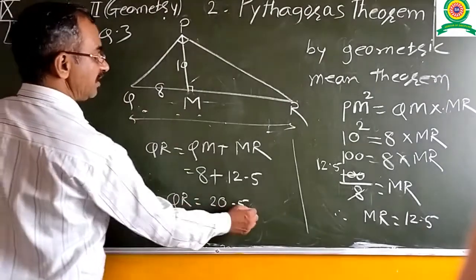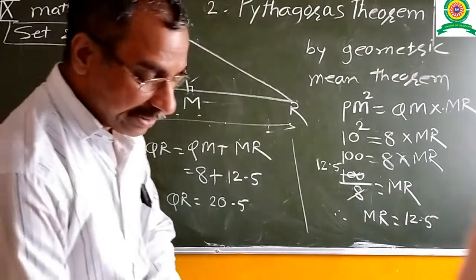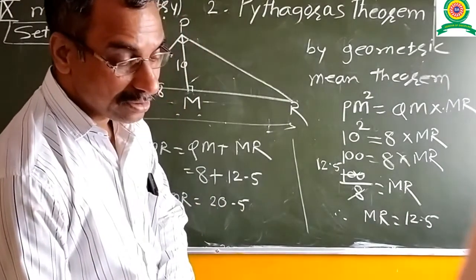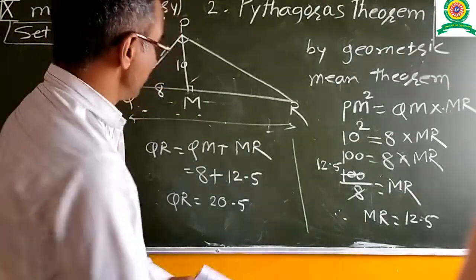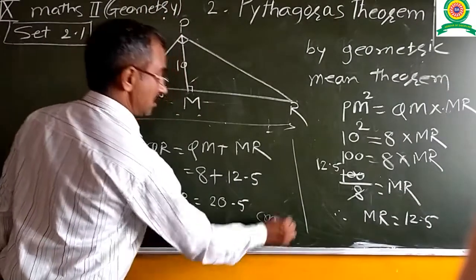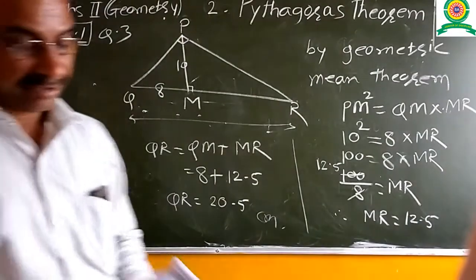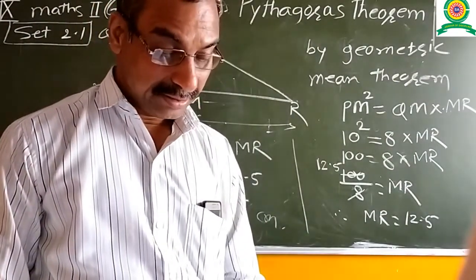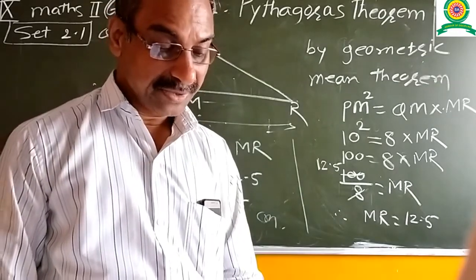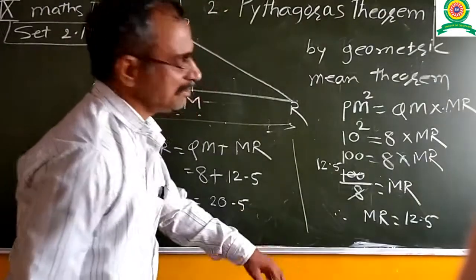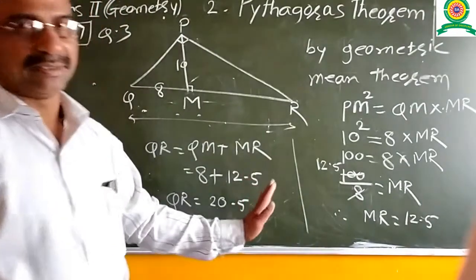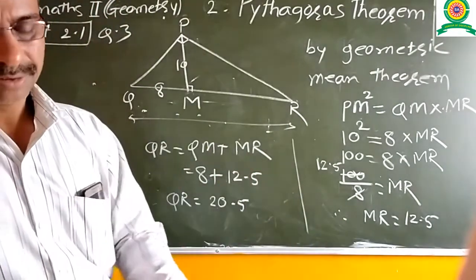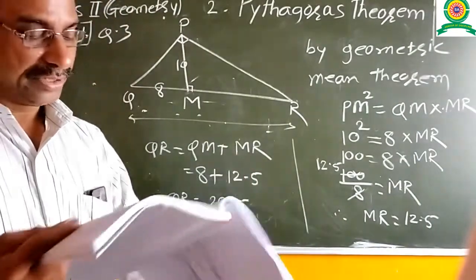QR is equal to 20.5, and it will be given in centimeters. So, 20.5 centimeter. So, we solved question number 3 also. If the unit is given in the question, then write the same; otherwise, there is no need to write the unit.